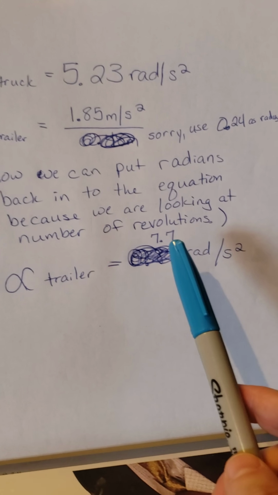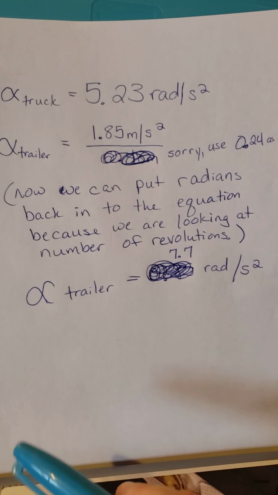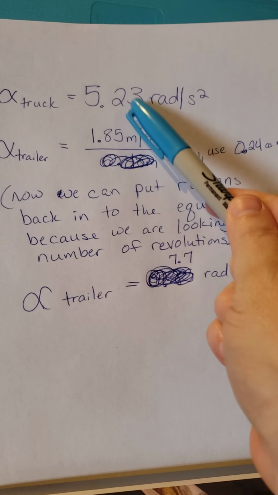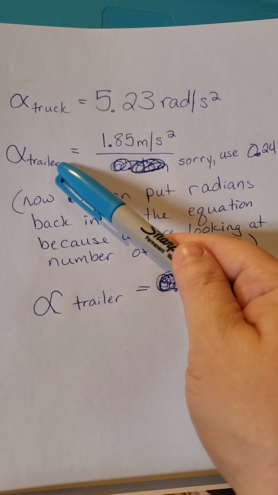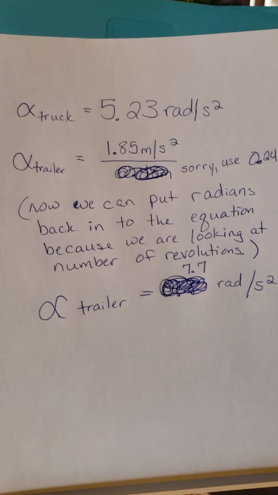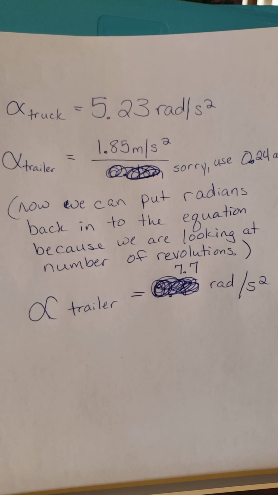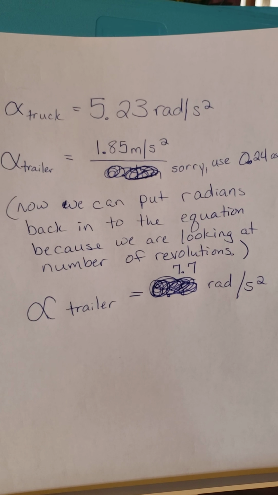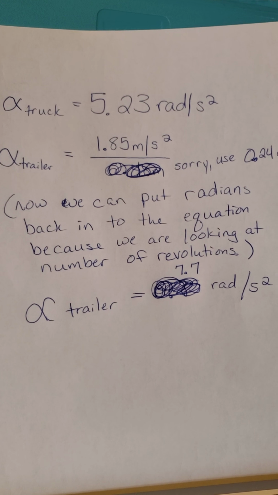It's 7.7. As a way to check yourself, I want you to think about this. The truck tire is bigger. It's got a larger diameter than the trailer tire. So it makes sense that its angular acceleration is smaller because the tire is larger. The truck tire only has to go around once, whereas the trailer tire takes about a time and a half to reach that same distance. So it has to go a little bit faster.